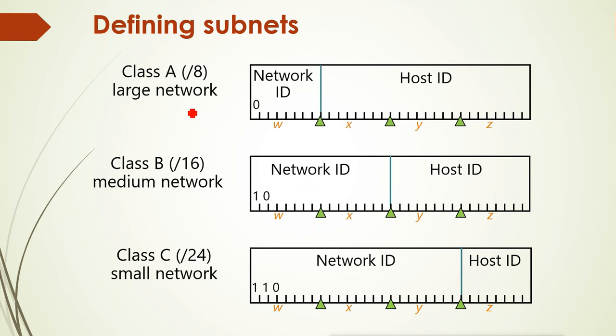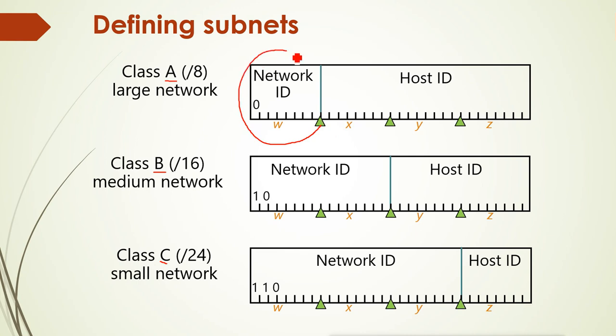Now IPv4 is divided into multiple classes, where we have class A, class B, class C, and also class D and E. But D and E we don't use. D is for multicasting and E is for research and development. So commercially we can only use class A, B and C. Class A is for large networks, class B is for medium networks, and for small networks we have class C.